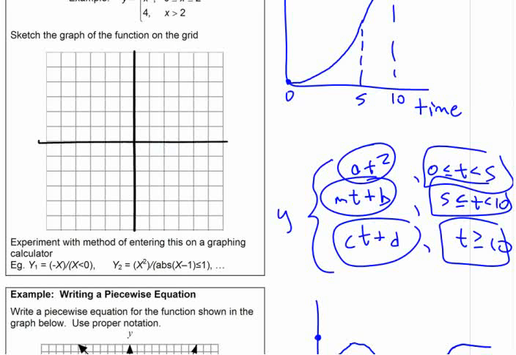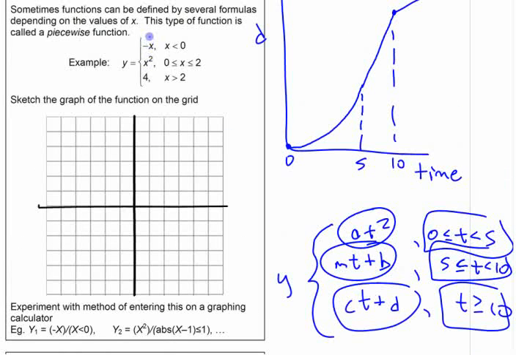The first part of it there is negative x, but only when x is less than 0. So this is negative x, right? That line. But we only want the part for when x is less than 0, so we don't want this part of it. You only want that part, right down to here.